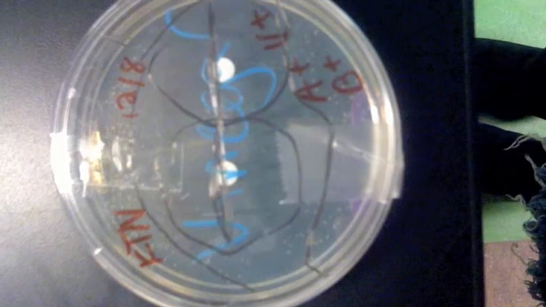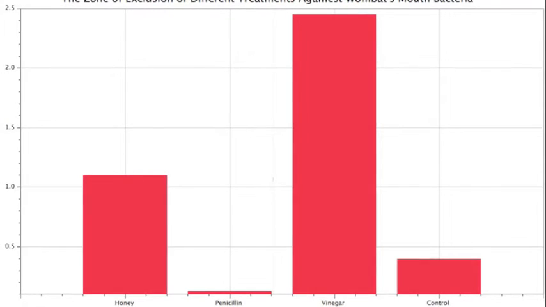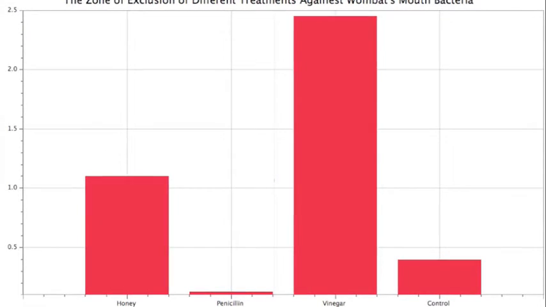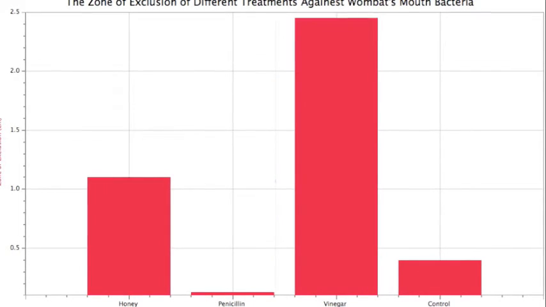As you can see by this petri dish, vinegar was our most effective treatment. The kill zone was biggest in vinegar compared to honey, penicillin, and the control. Here is our graph of the data. As you can see, on the x-axis is our treatment type, and on the y-axis is the kill zone in centimeters. Our most effective treatment was vinegar, followed by honey, then the control, and then penicillin.